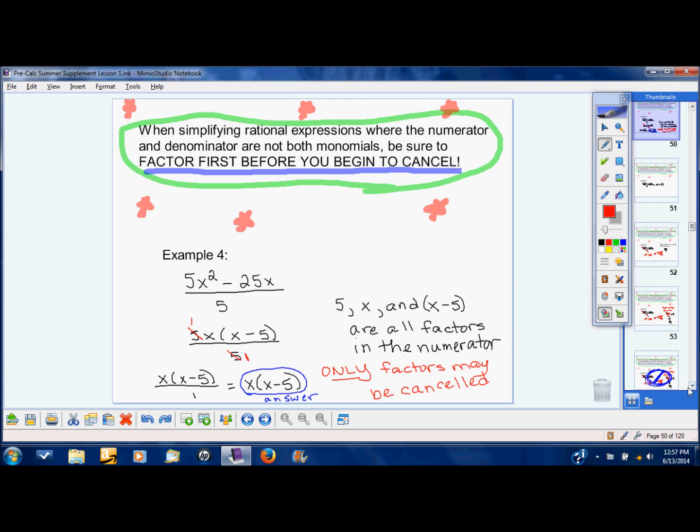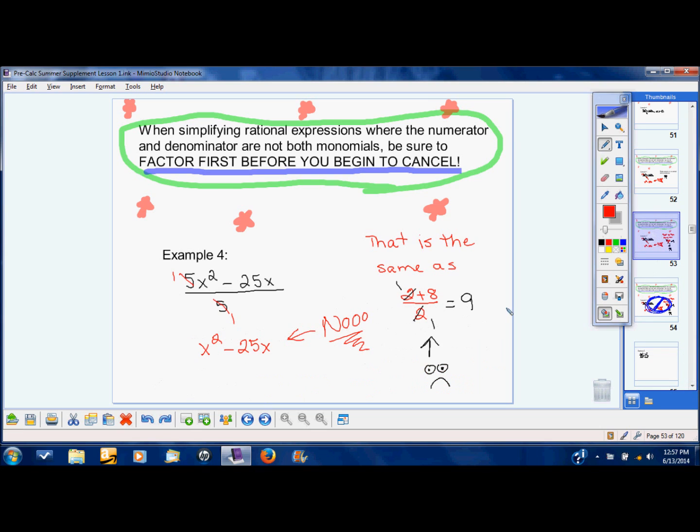But remember also that if you don't factor first and you try to cancel out a term rather than a factor, you get something that is not correct. So I can't emphasize this enough. Factor first before you begin to cancel. Alright, let's get ready and look at a brand new example.